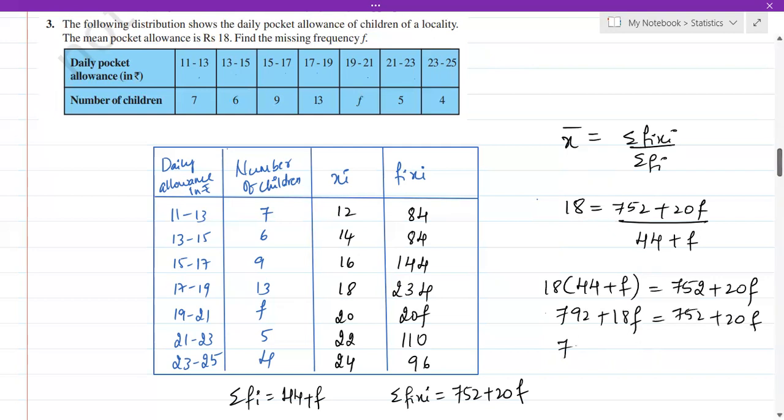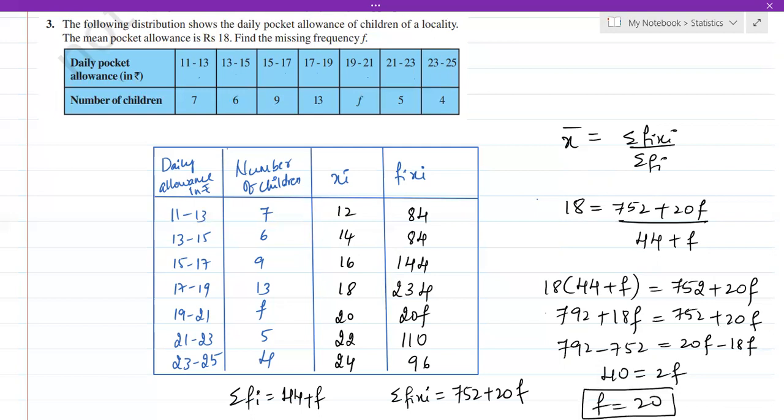Let's rearrange it. Take 752 to the other side, it will become minus 752, and 792 minus 752 equals 20f minus 18f. So 40 is equal to 2f, which implies f is 40 by 2, isn't it? 40 by 2 is 20. Therefore, the value of f is 20. So it's very simple. We have to find the missing frequency. We'll follow the same method: find xi always, then multiply fi xi according to the direct method, then substitute in the formula, and we'll get the answer. We'll continue with the next problems in the next video. Thank you, students.